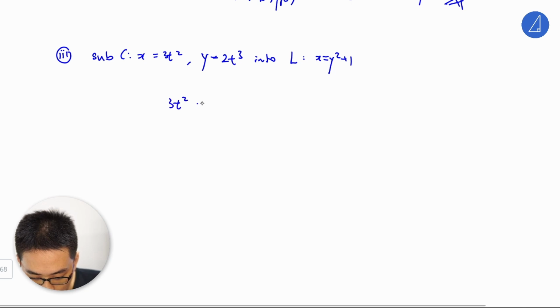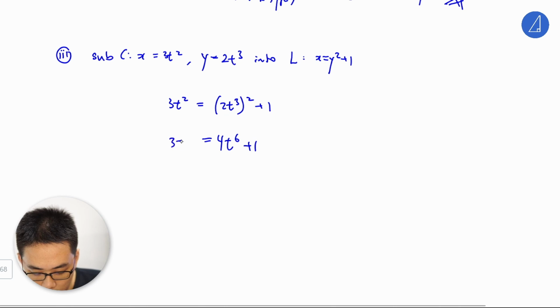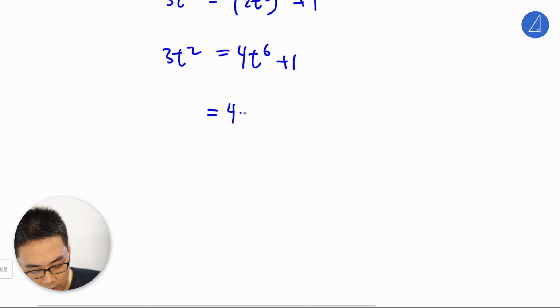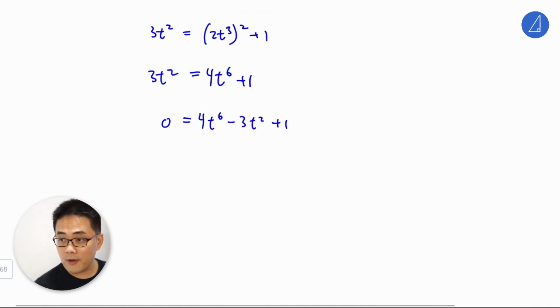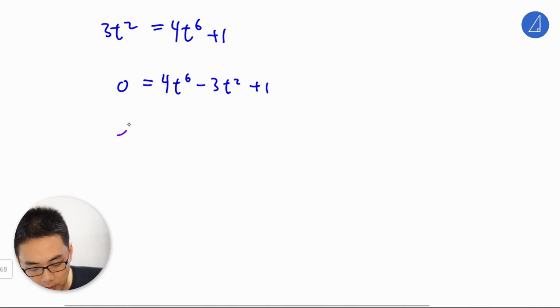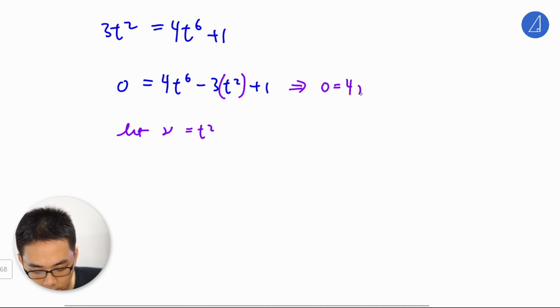So 3t squared equals (2t cubed) squared plus 1. This is 4t to the power 6 plus 1. They want the exact value. What will you do? You will use a calculator, right? But I bet if you use a calculator, you cannot get the exact answer. They want the exact value here. So you have to know how to let v equal t squared. The reason why I let it be v is because I can see that this is 4v cubed. Use substitution, guys.